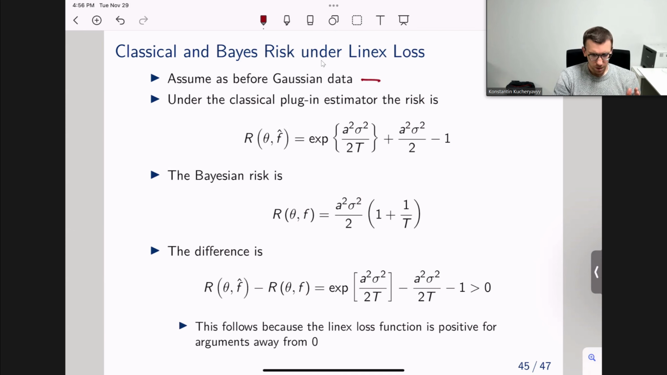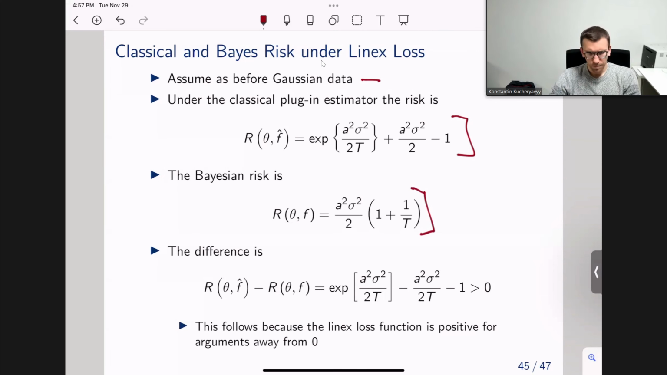Then under the classical plugin estimator, the risk is this. We discussed it before. Well, we didn't calculate it. I showed you the formula, but you can calculate it. While you can also calculate the Bayesian risk, which is this. It takes some time to derive this, but you can calculate it by just averaging over the normal posterior.